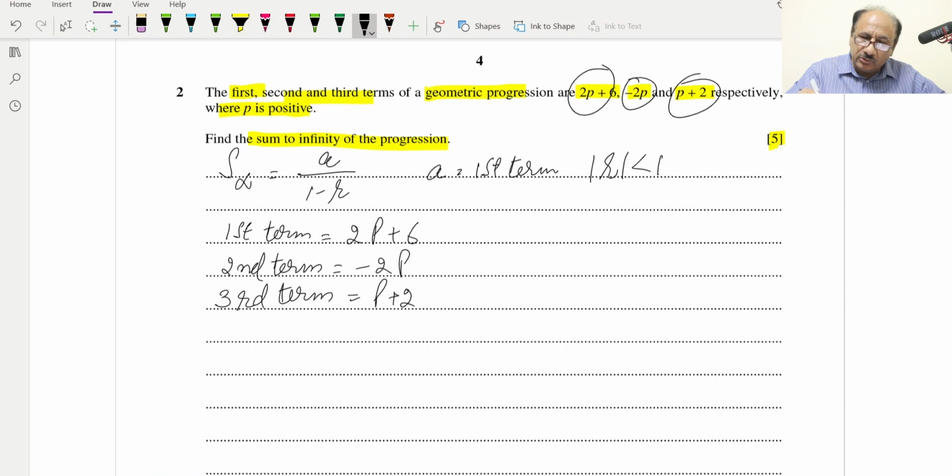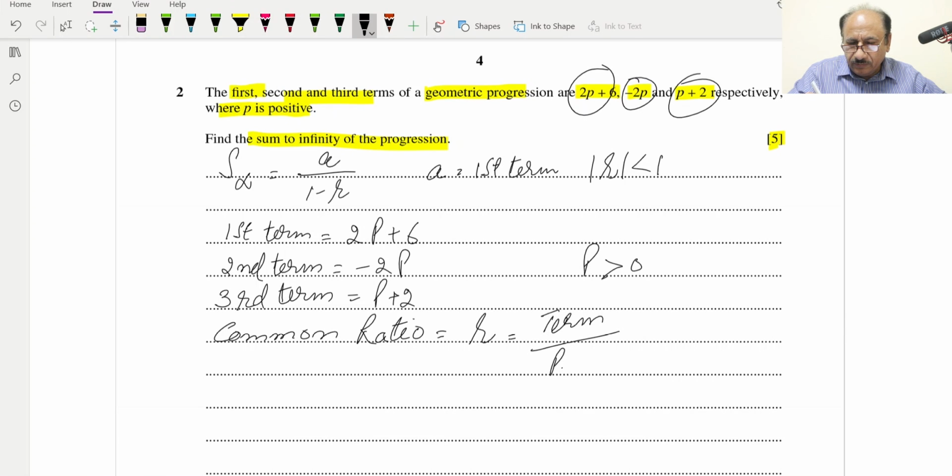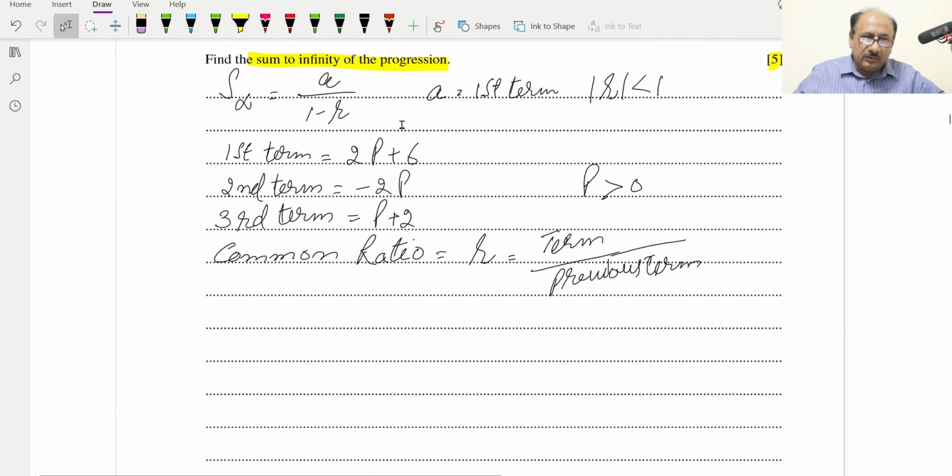Now this is also condition provided that p is greater than 0. Now we can find the common ratio. How we are finding the common ratio, this is represented by r, and this is the second term divided by the first term, or a term divided by the previous term. So we can write term divided by previous term, second term divided by first term, or previous term divided by the first term.